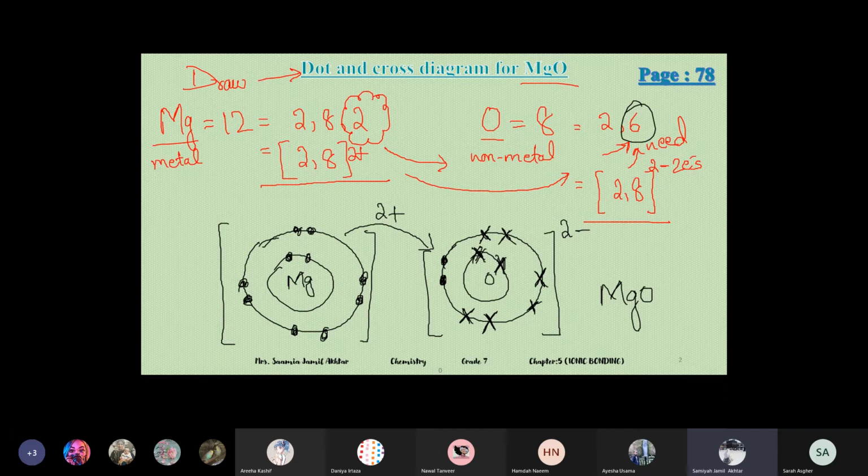Previously we did the diagrams for lithium fluoride, sodium chloride, magnesium chloride, and sodium oxide. These 4 examples are present in your book, and this is the extra example. We'll do more examples later on, but for now, let's just move on.